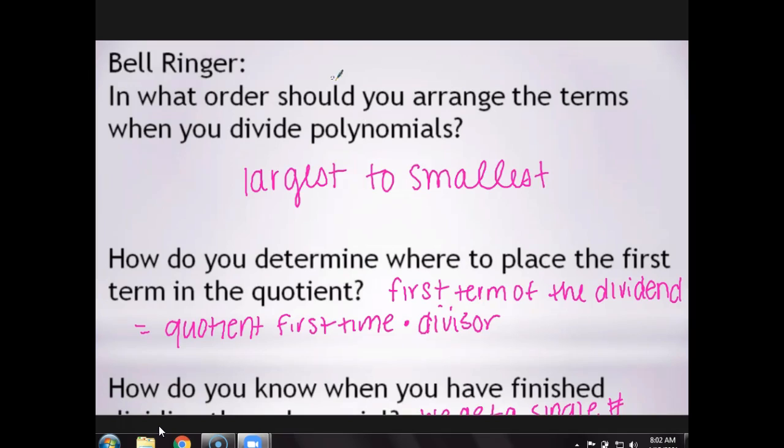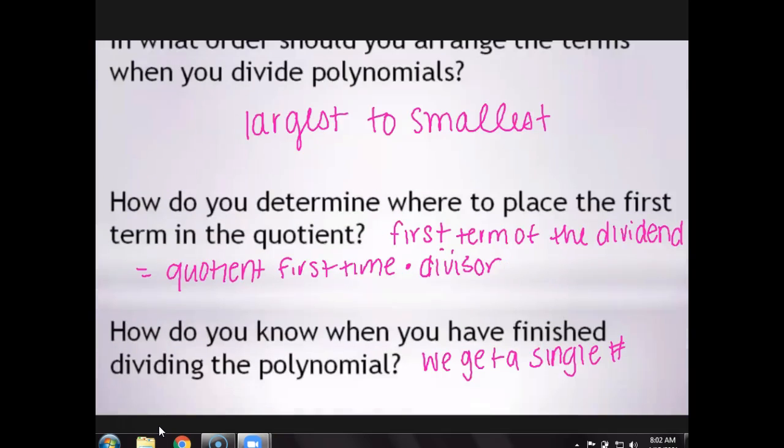And then the last thing is, how do you know when you finish dividing a polynomial? If you look back at the examples we just had, you're either going to get a 0, or you're going to get a single number. So in that last one, we got the number 4. That's considered a single number. And in the example before that, you got 0. So how do you know you're finished? You know you're finished when you have a single number or a 0.